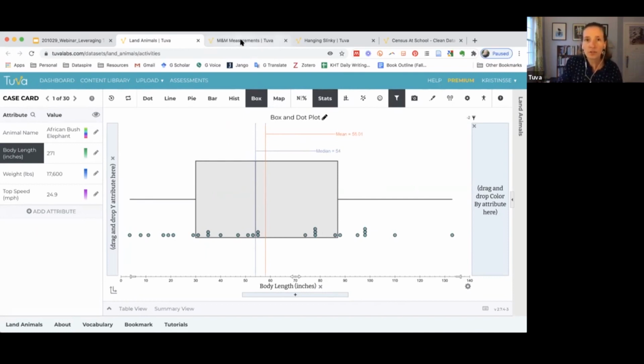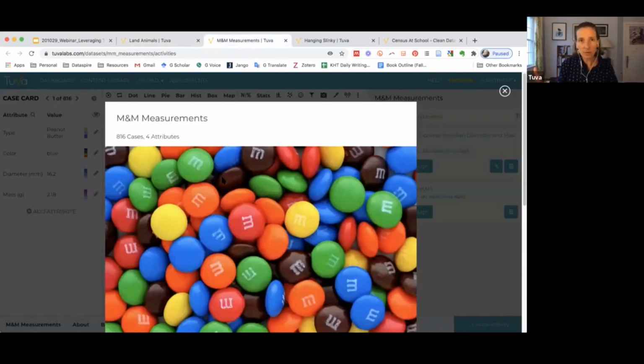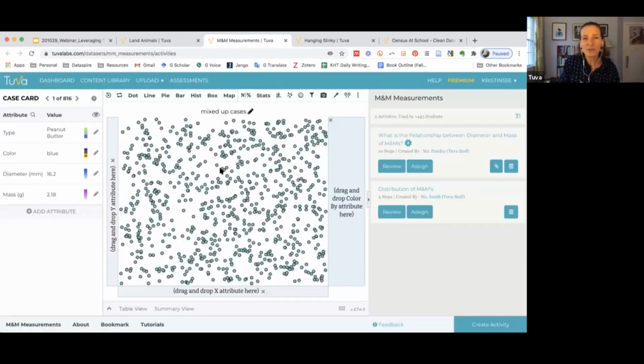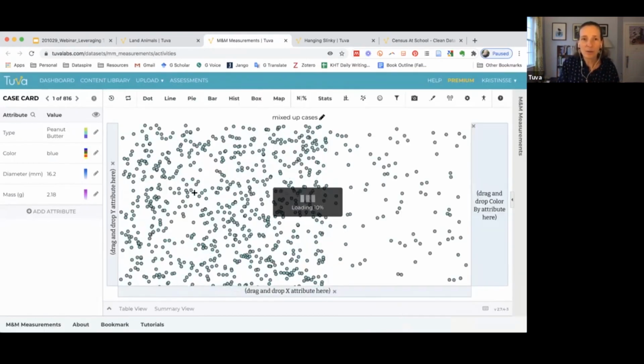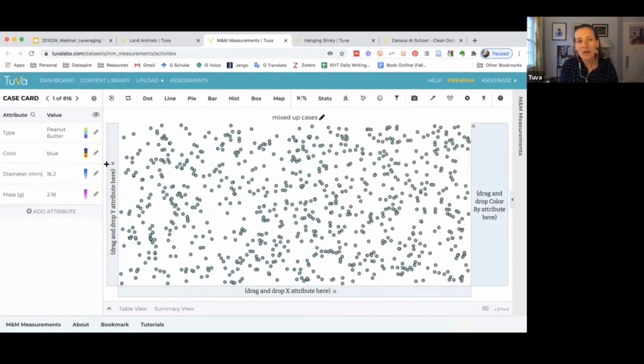Another one I want to show you is with M&Ms, because Halloween's coming, and right, who doesn't love M&Ms? So these were data collected from 816 actual M&Ms, which is just lots of fun. I wish I had been able to collect it, though I probably would have eaten many of the M&Ms.